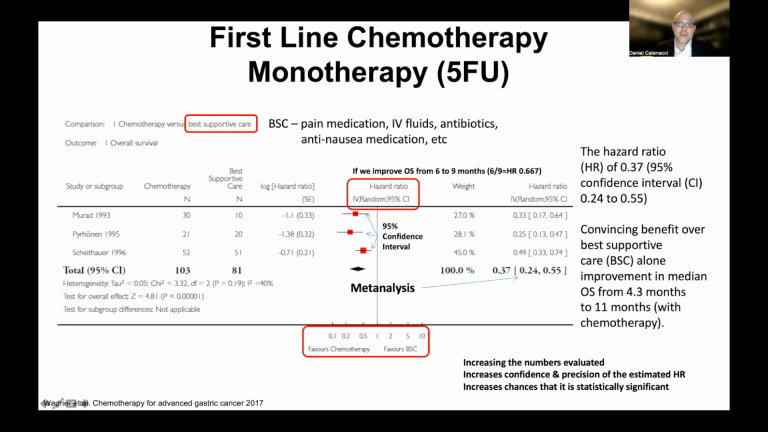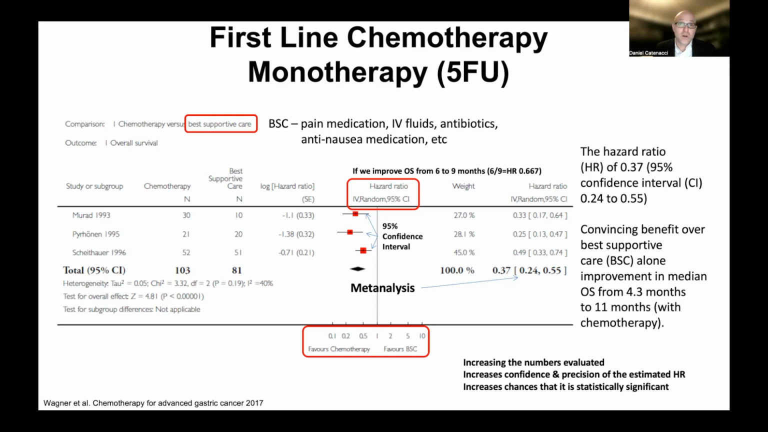The principle that we learn from this is that as we increase the numbers being evaluated, we increase the confidence and the precision of that estimated hazard ratio. And in the setting where the benefit is actually small, increasing the numbers increases the chances that we will find a statistically significant finding. And we'll get more to that in the next slides.